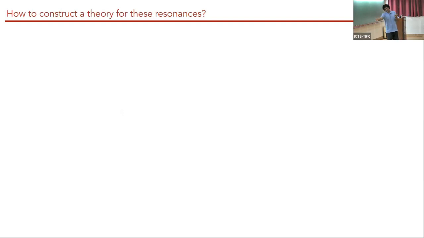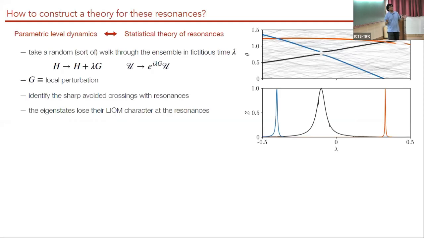Because the fact that there are these long power law tails means that something non-perturbative is going on. So for that, we go back to something that Dyson had originally thought about, which is to take a random walk through the ensemble. We call it parametric level dynamics. We take our Hamiltonian and put in a random local perturbation, which allows us to walk through the ensemble of disorder realizations. If you're working with a Floquet system or a random circuit, then you work with unitaries, and in that case this is how you generate this fictitious dynamics.